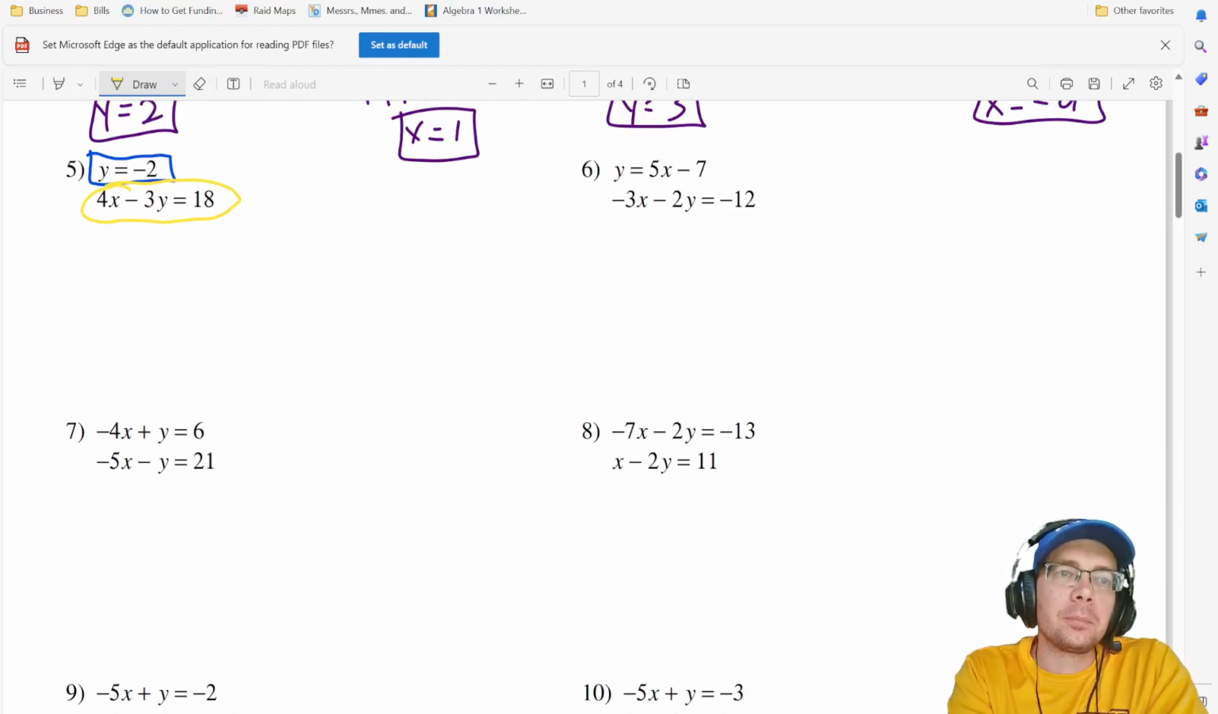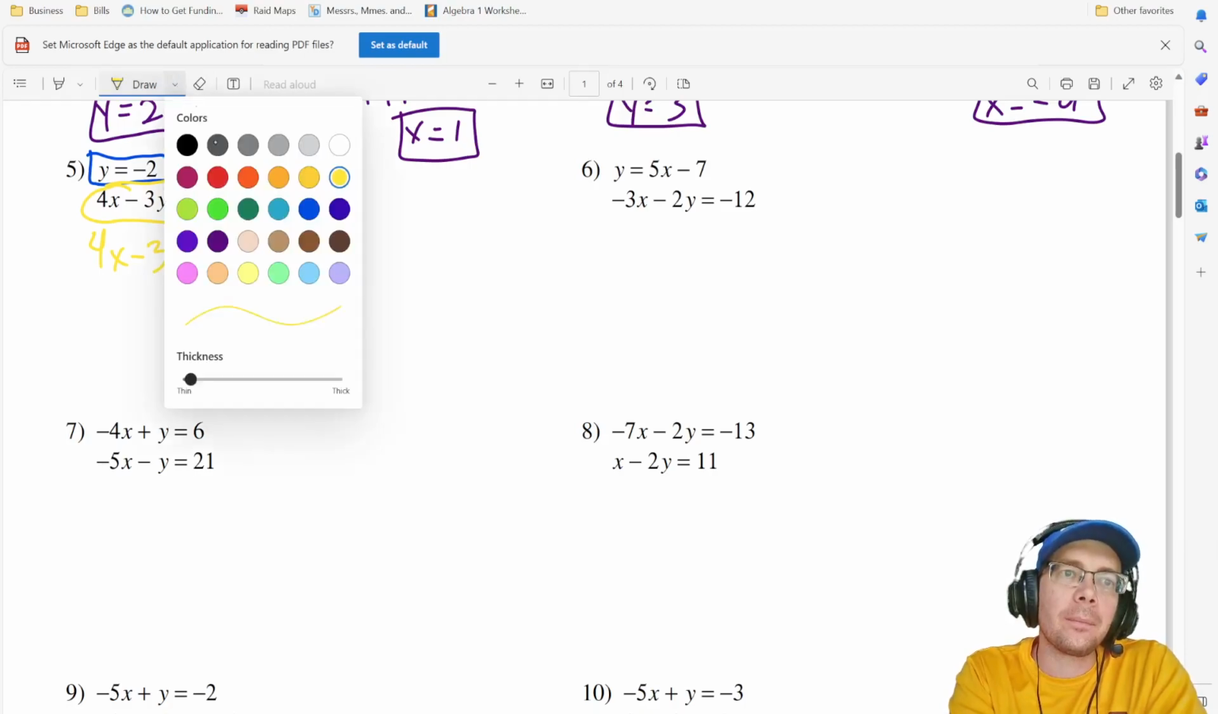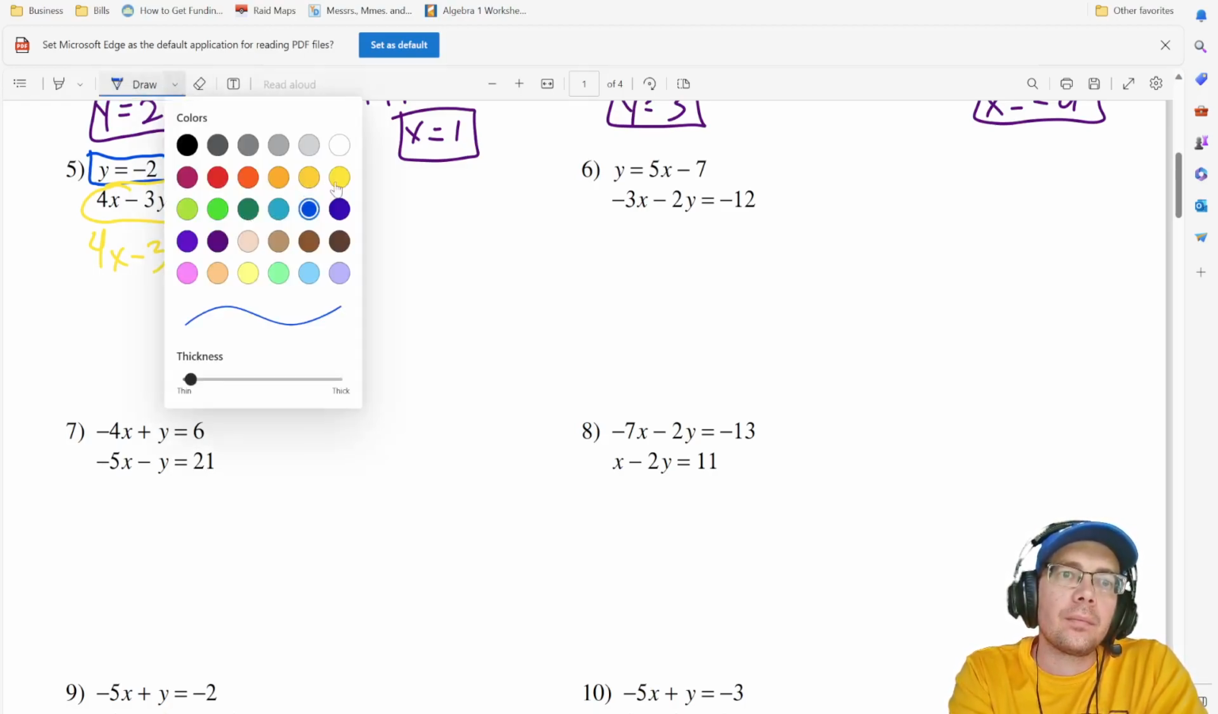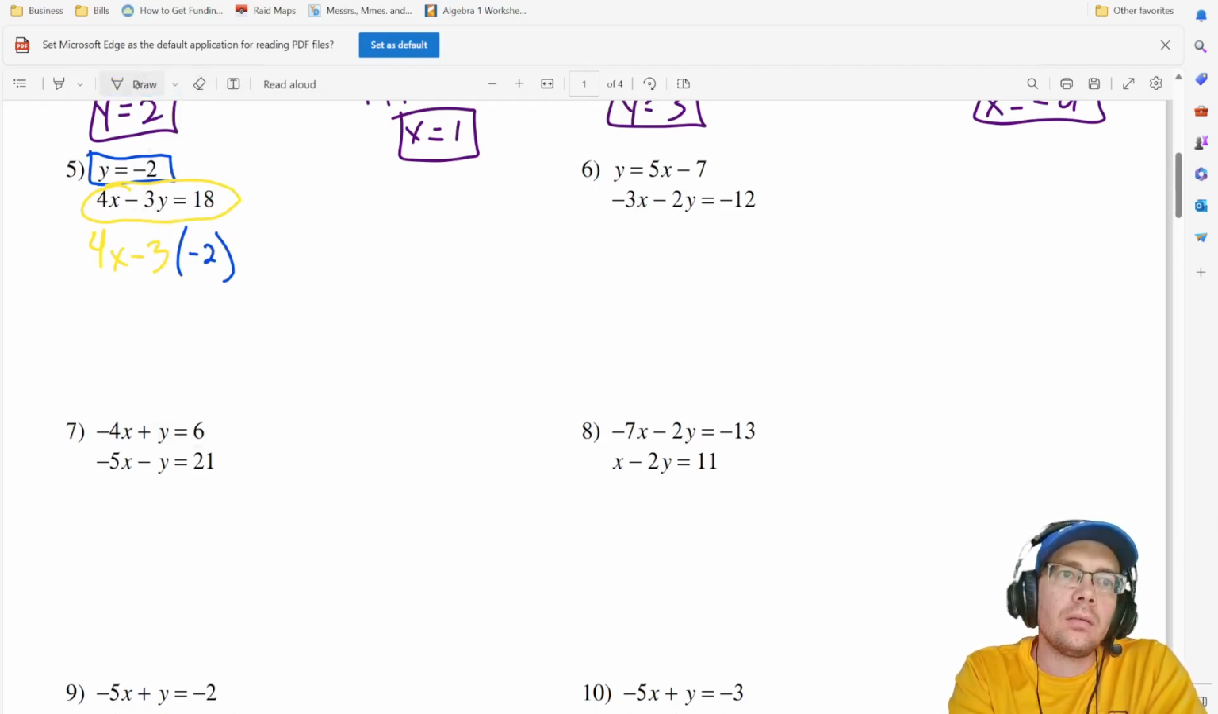But yeah, I mean, there's not really going to be a whole lot to actually solve for here. 4x minus 3, and then we put the y value in there, which is a blue y value. So it's the y value of negative 2. And then that's equal to 18.